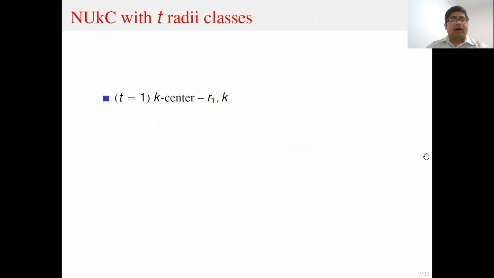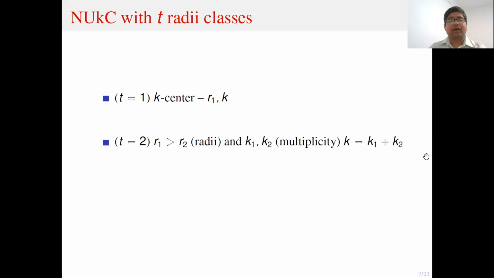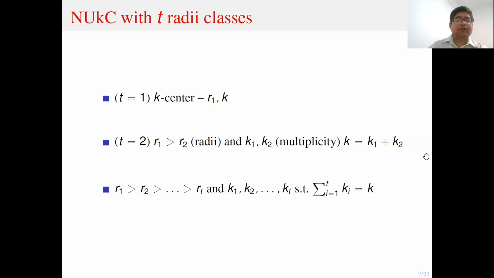In this work, we consider an alternative formulation of the problem, which is defined in terms of the number of distinct radii parameters given to us. So in case of k-center, we have a single radius parameter, and one can extend it to 2 radii classes, where we have 2 distinct radii parameters, r1 and r2, and multiplicity parameters k1 and k2, such that k equals k1 plus k2. And here we would like to select k1 balls of radius alpha 1 and k2 balls of radius alpha 2. And one can naturally extend it to t radii classes, where we need to select ki balls of radius alpha i. For the rest of the talk, I will stick to this formulation of the problem.